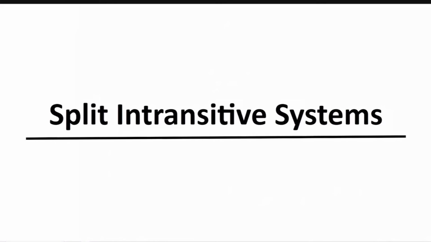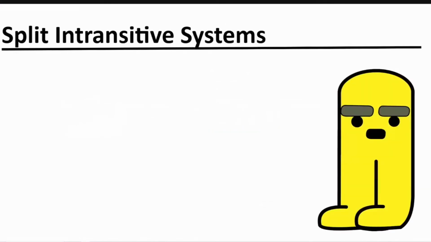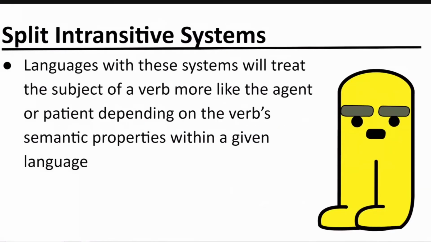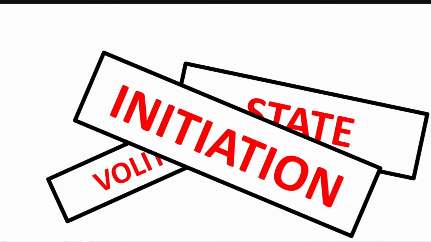Split intransitive systems. Languages with these systems will treat the subject of an intransitive clause more like an agent or more like a patient depending on the verb's semantic properties. Languages with these systems will usually have their subjects split on volition, state, initiation, whether or not the subject was affected, and a whole other grab bag of semantic factors.